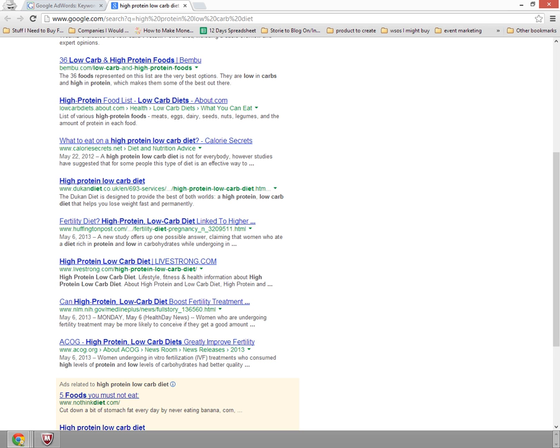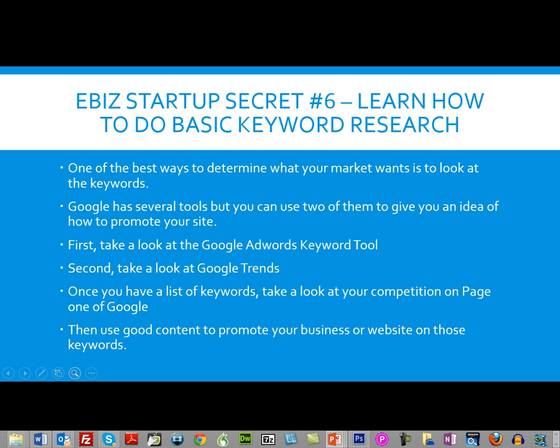Okay, so that's really basic keyword research. Once you have a list of keywords that you're ready to start looking at, what you'll want to do is start using good content to promote your business or website on those keyword searches.